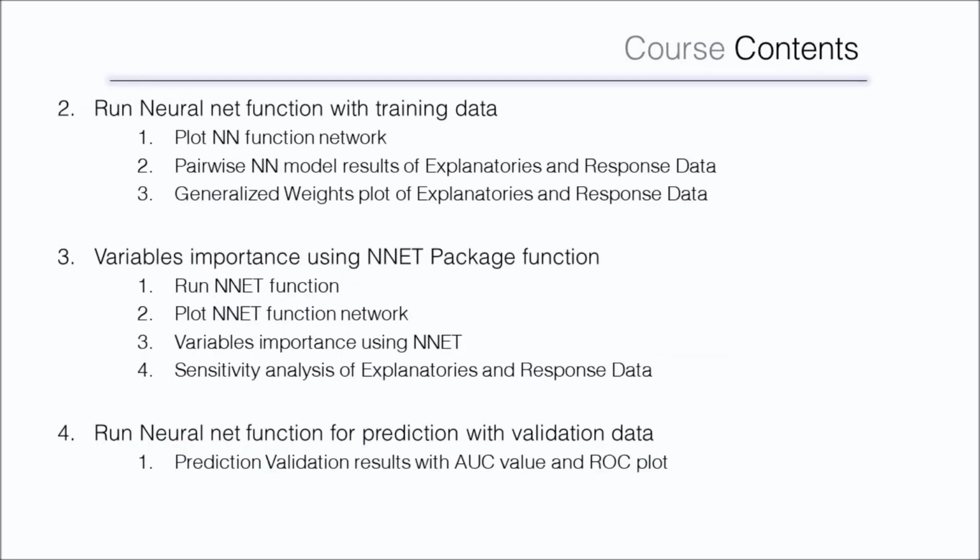Then we will run the neural net function together with the training data. We will learn how to plot the network, and how to do the pairwise neural net model results, the pairwise relationship between the explanatory variables and the response data. So if you have flooded areas, landslide areas, or mineral potential points, what is the relationship with the other factors, like land use and topographic maps.